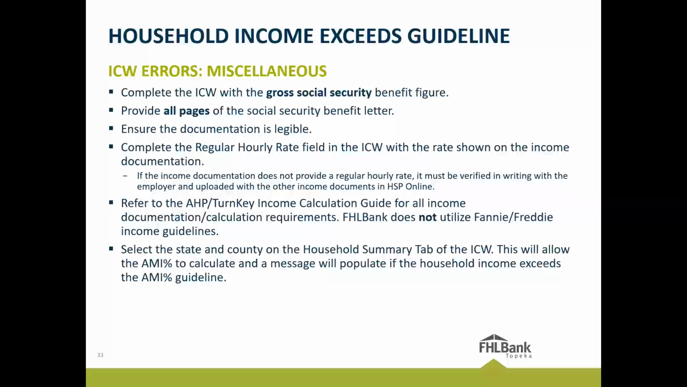Always select the state and county on the household summary tab of the ICW. This allows the AMI percent to calculate. And if the household is over income, a message will populate on the workbook that will tell you that the household's over income. But if you don't select the state and county, the AMI percent won't calculate, so that message won't populate and let you know.